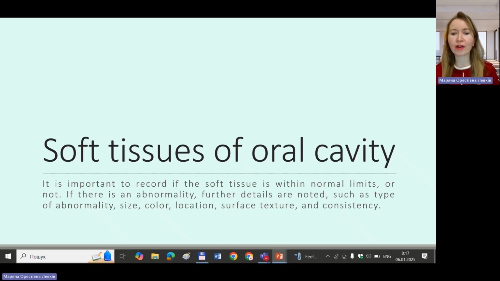Soft tissues of the oral cavity. It is important to record if the soft tissue is within normal limits or not. If there is an abnormality, further details are noted, such as type of abnormality, size, color, location, surface texture, and consistency.